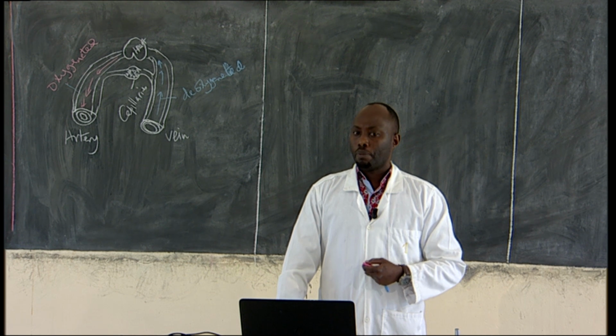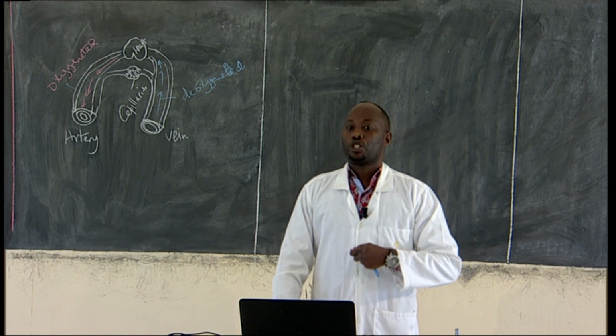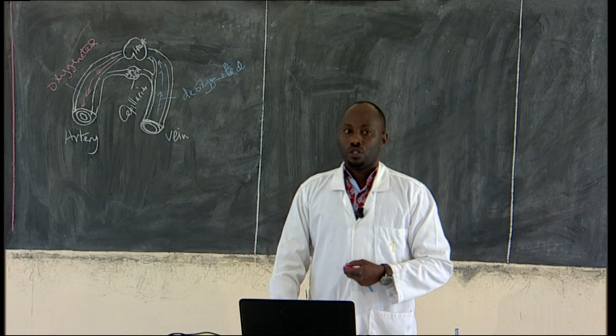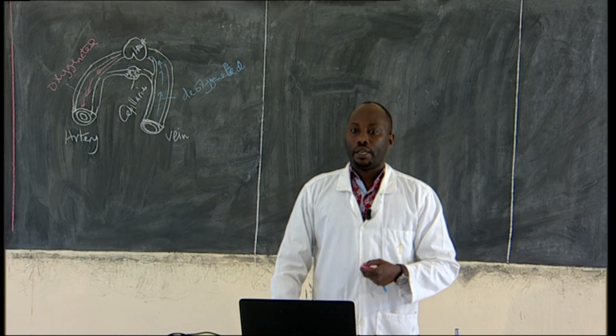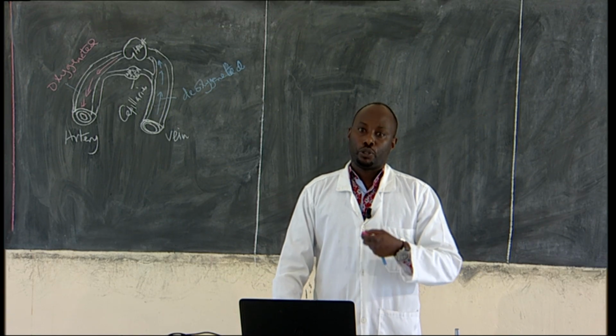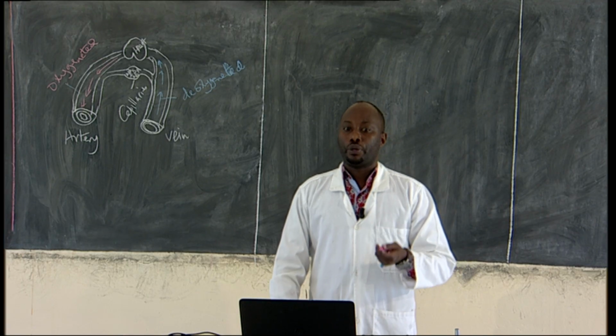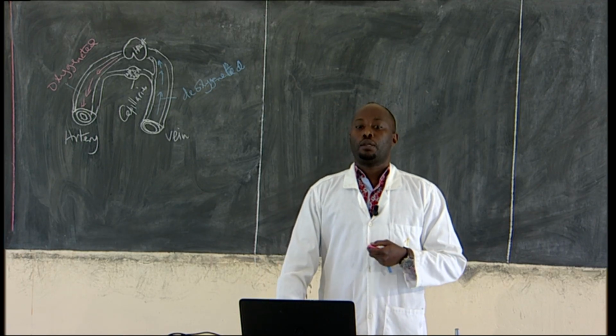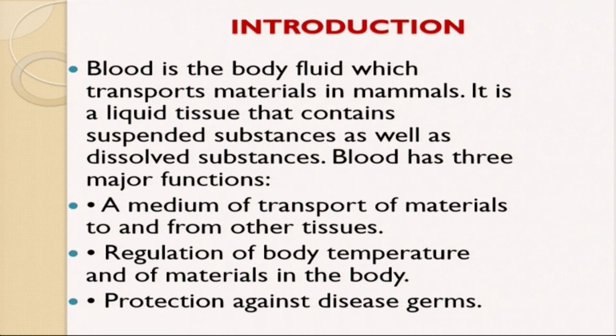Blood itself is a body fluid which transports materials in mammals. If you talk about materials, the blood transports oxygen and nutrients, and it is a liquid tissue that contains suspended substances as well as dissolved substances. If you talk about mammals, we talk about humans; the blood is the one that transports materials.